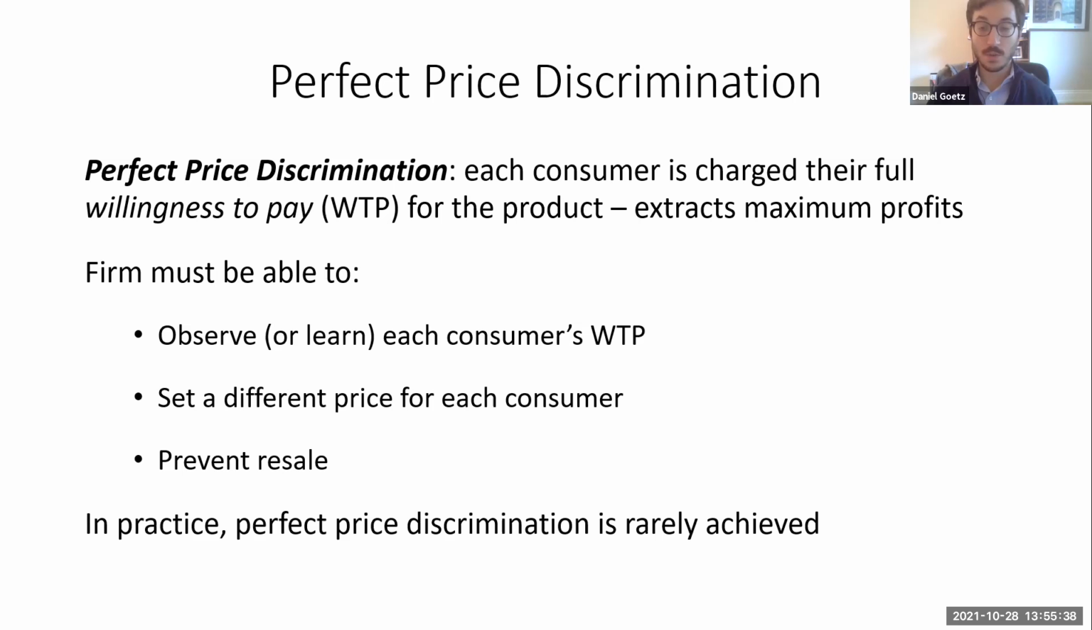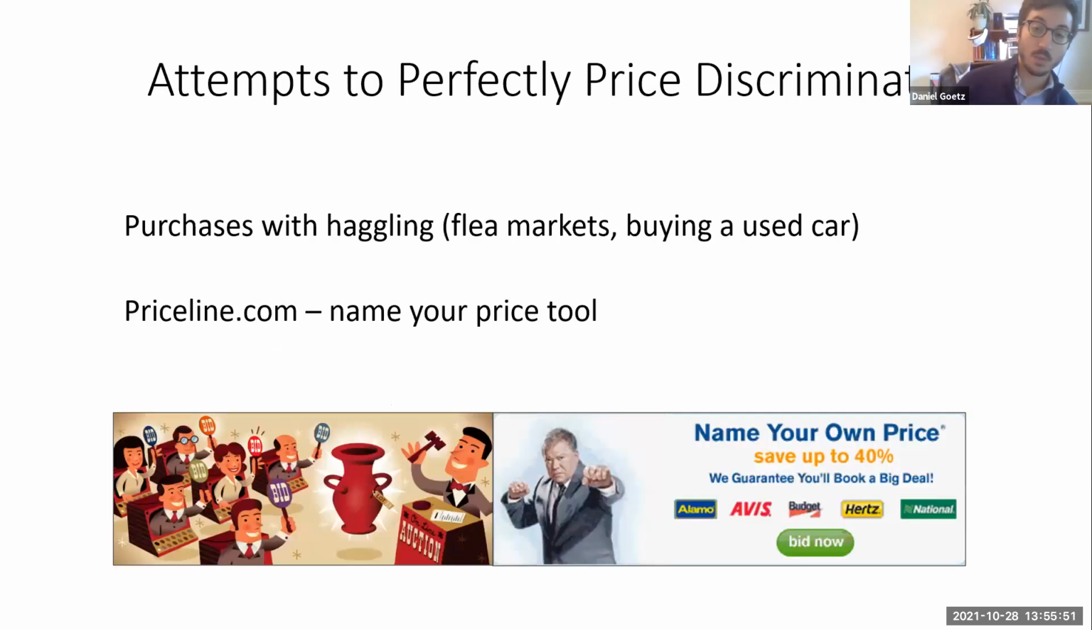Because these are all very difficult things to do, each one of these three is very difficult. We very rarely achieve perfect price discrimination. Yeah, you need a lot of primary data. But there's kind of other ways. There's ways that you try to gather this primary data. So, flea markets or buying a used car. When you have people bargaining with you, trying to set the price, that can be a situation where they're trying to get at your exact willingness to pay and charge you that price.